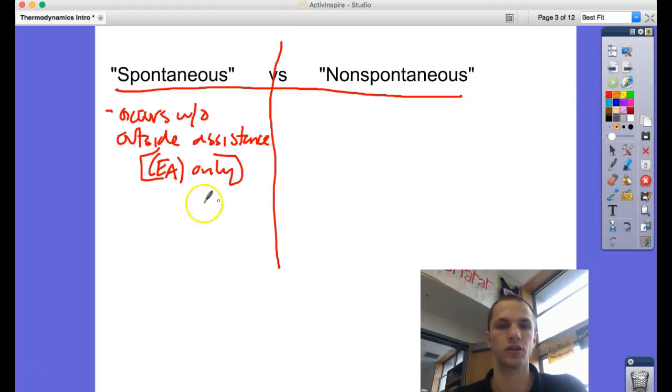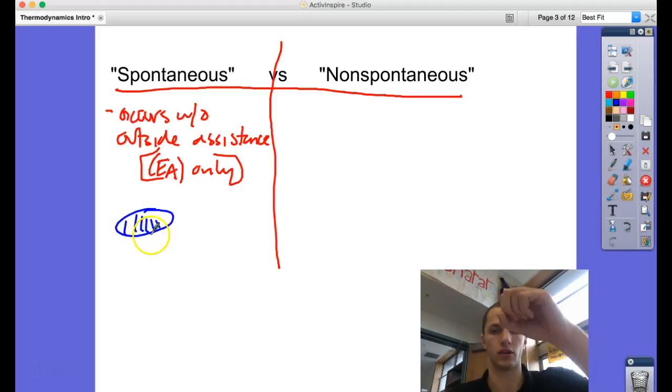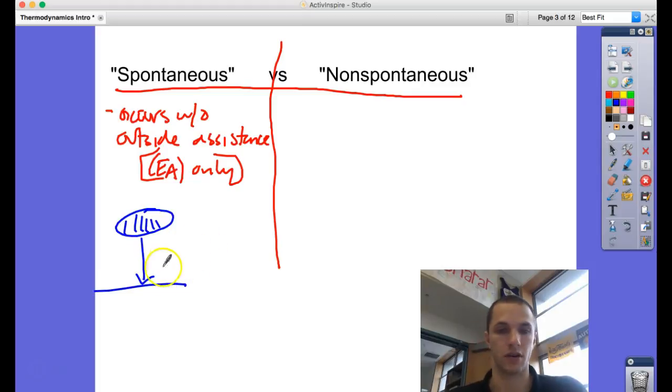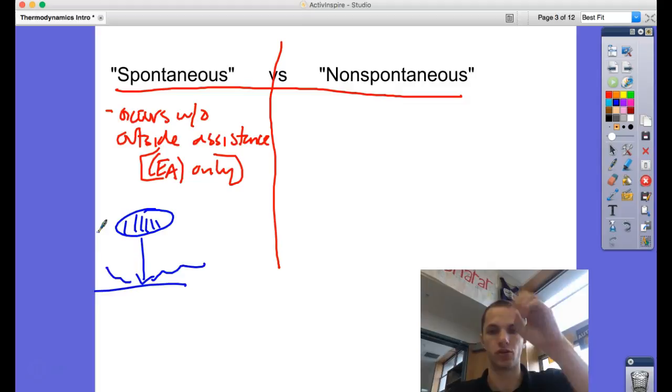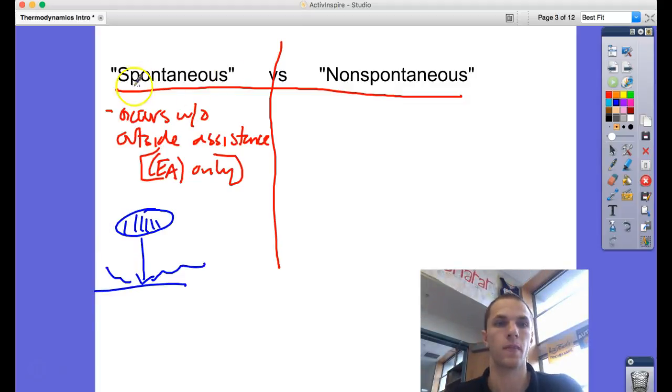Okay? So for example, let's say you had an egg here. Okay, just pretend this is an egg. And you're holding an egg and you drop it. Okay? And you drop it to the ground. What's going to happen to that egg? It's going to splatter all over the place. Okay? Once you drop that egg, it will splatter without you having to do anything else. That is a spontaneous process.